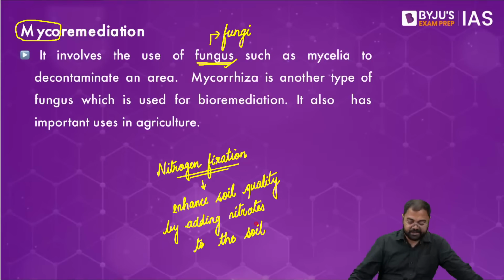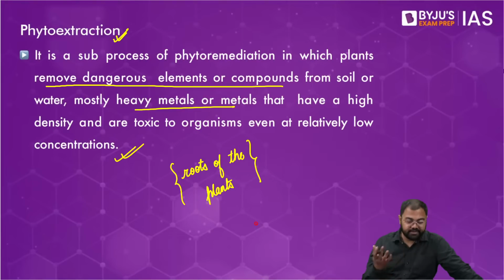By adding nitrates to the soil. So in this manner, they will be able to help in nitrogen fixation, and this kind of activity will be called myco remediation. In cases like phytoremediation and phytoextraction, we see that in removing heavy metals or metals that have high density, they are useful largely because microorganisms are very difficult to use here. Microorganisms will not be easily able to break these heavy metals down. So that's why the better method is just to extract.